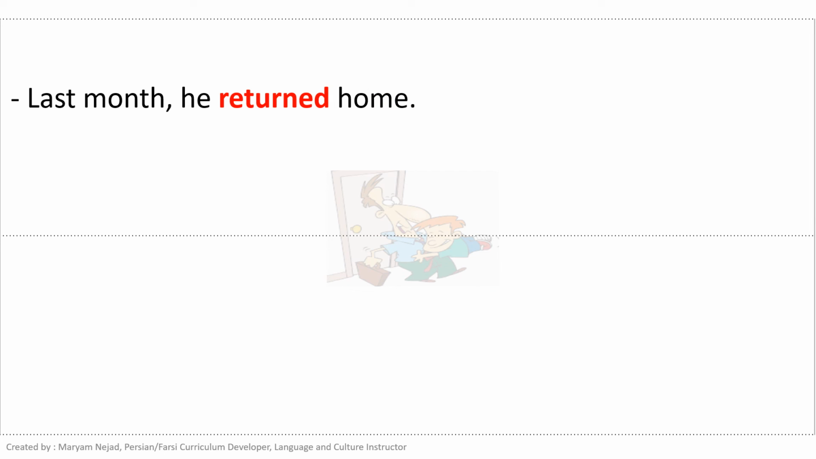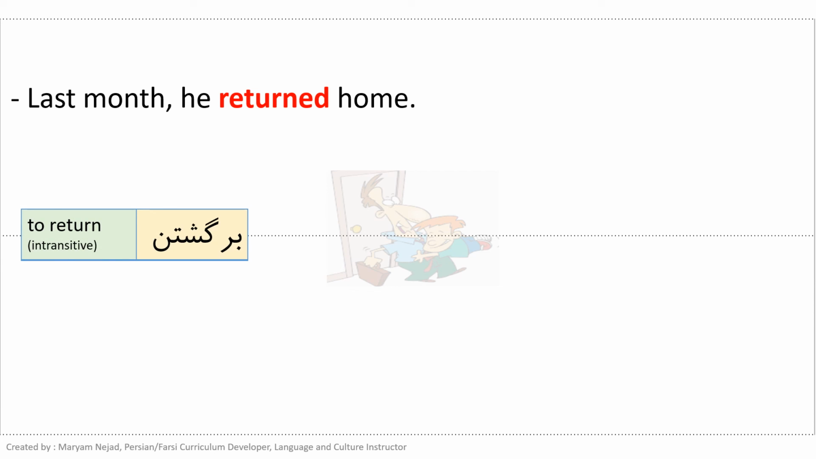Next example, last month he returned home. So the verb here is to return, برگشتن. But remember, برگشتن in Farsi is an intransitive verb. It doesn't mean to return something to somewhere. For example, I returned this book to the library. We don't use it in that context. It is only used when someone returns somewhere. We will learn more about this in another lesson.